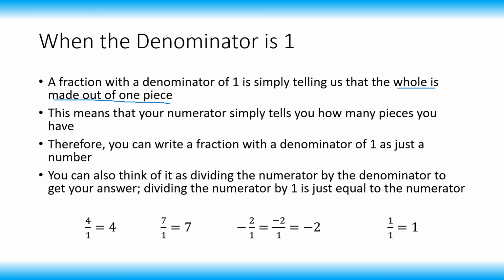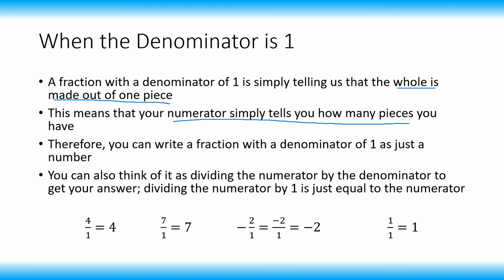Now, if you have 3 uncut pizzas, that means you just have 3 whole pizzas, right? If you said I have 3 pieces of a pizza, but the piece is the entire pizza, then you don't have 3 pieces, you have 3 whole pizzas, right? So we know that ordinarily your numerator tells you how many pieces you have, but if your piece is the entire pizza or the entire pie or the entire whatever, then the numerator is simply telling you how many wholes you have.